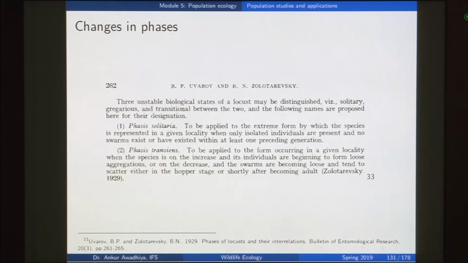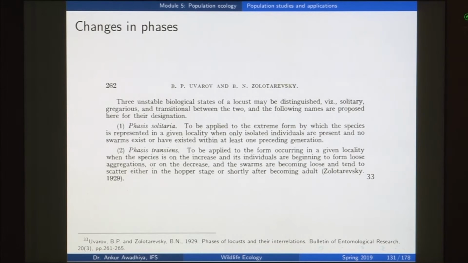So, phase solitaria is a term to be applied to the extreme form by which the species is represented in a given locality when only isolated individuals are present and no swarms exist or have existed within the last one preceding generation.